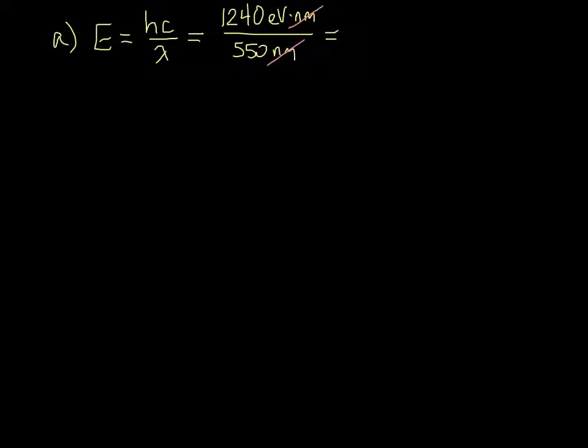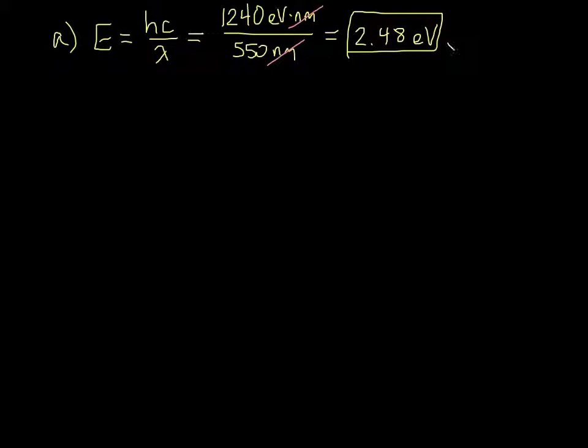So the formula for energy, in terms of the wavelength, is hc over lambda, where h and c are both constants, and when those constants are multiplied together, you get 1,240 electron volt nanometers, divided by the wavelength of 550 nanometers, so that the nanometers cancel out, and you're left with an energy of 2.48 electron volts. So that's one possible answer.